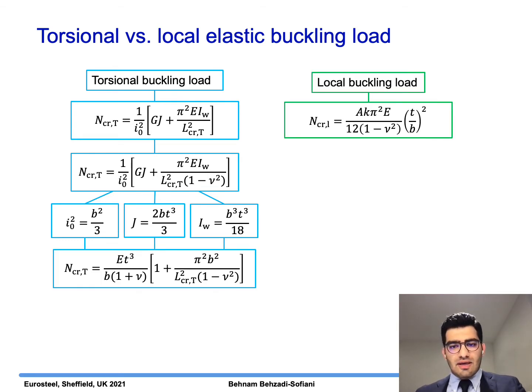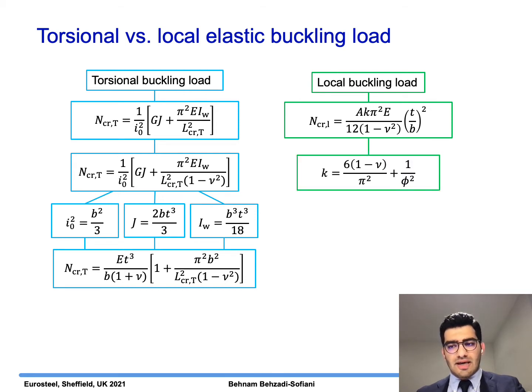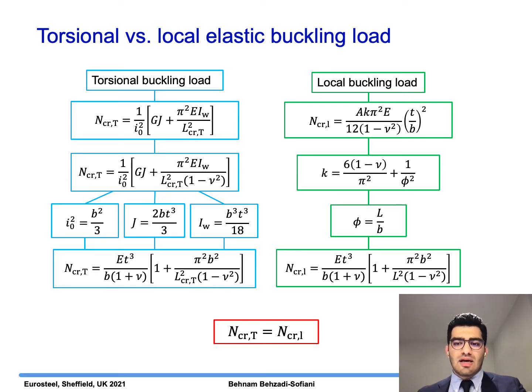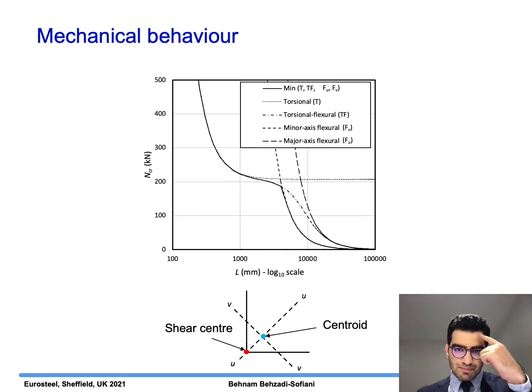Here is the well-known expression for the local elastic buckling load for rectangular plates of width B and thickness T. After substituting the definitions of the plate buckling coefficient and the aspect ratio, this expression can be achieved for local buckling load. Therefore, the torsional and local elastic buckling loads are essentially the same when the restrained anti-clastic bending term is included in the torsional buckling expression.